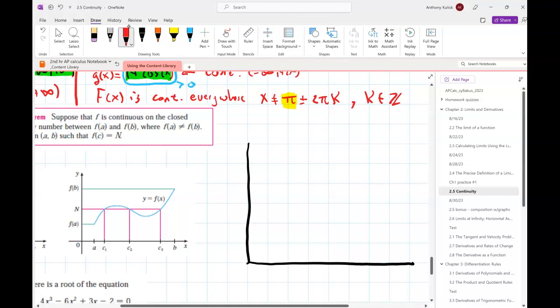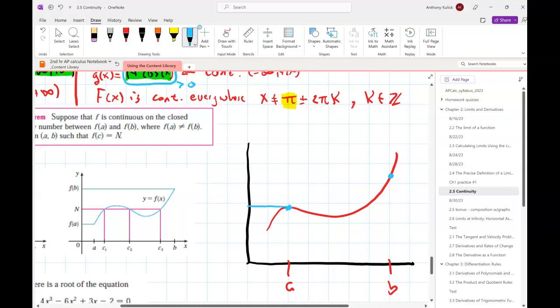All right. So let's say we have some continuous function, and we have an x value of a and b over which this thing is continuous. Are we continuous from a to b? You betcha.